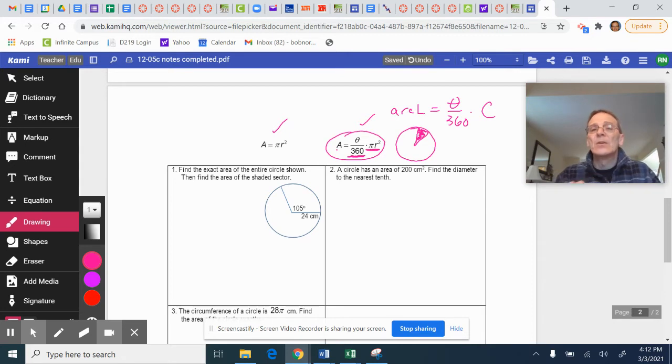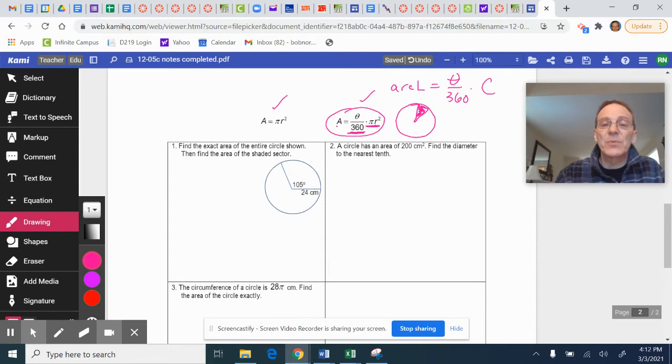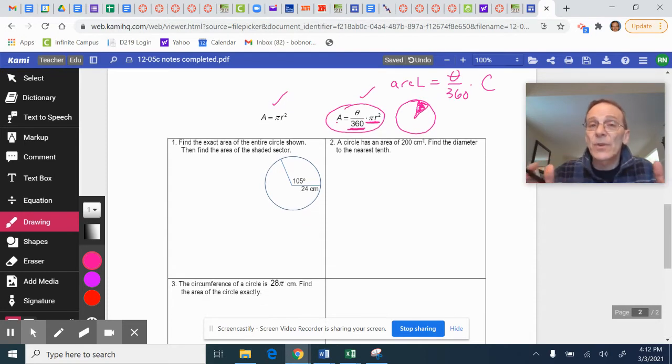Okay, so you've got these two new formulas to deal with. Let's apply them to these three problems. These three problems are incredibly straightforward.